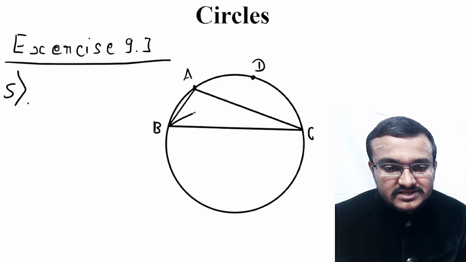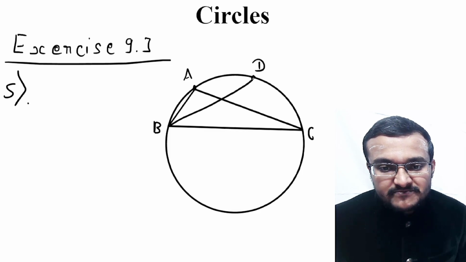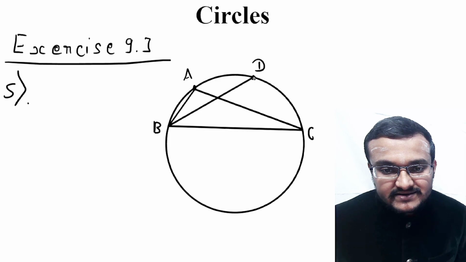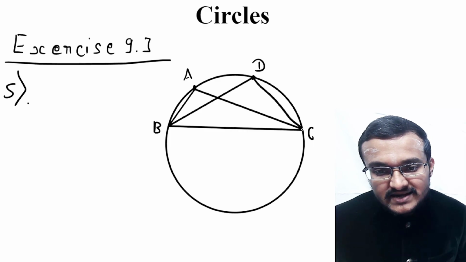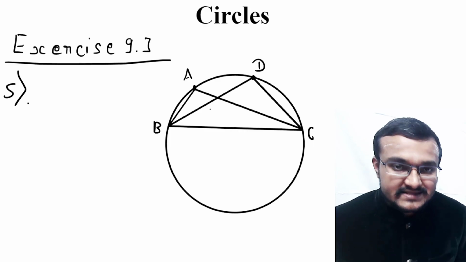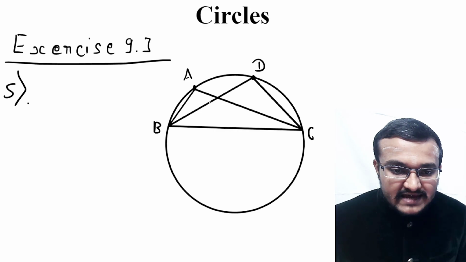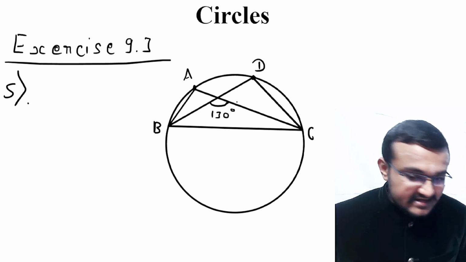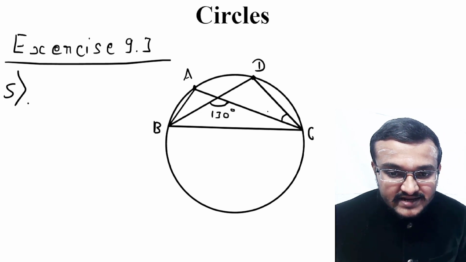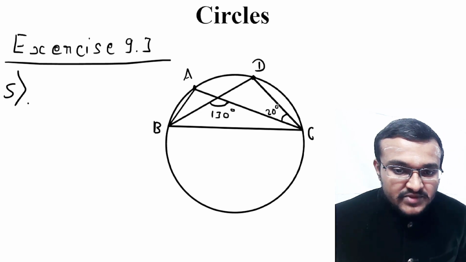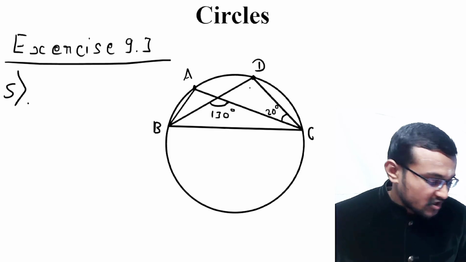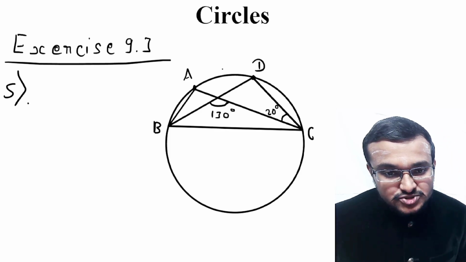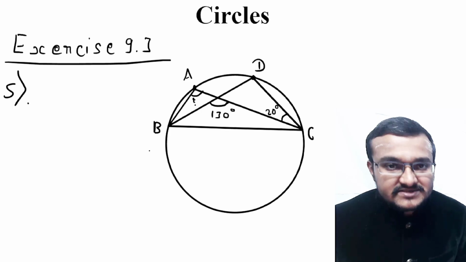Now, this chord BC also subtends an angle at D. So BD is connected and CD is also connected like this. Here they have given this angle as 130 degrees. If this angle is 130 degrees and this other angle is 20 degrees, then you have to find the angle BAC. That is, you have to find this angle BAC.